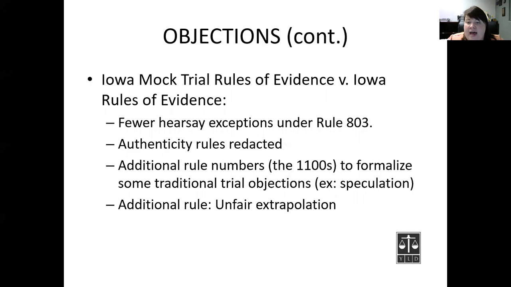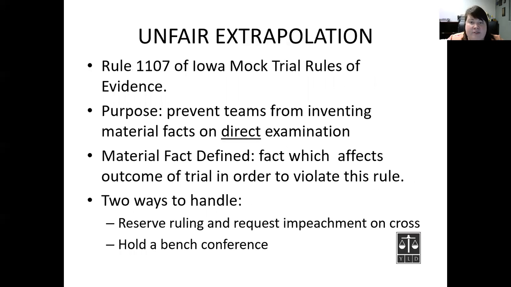The students also have additional rule numbers in the 1100s, and they formalize things that are traditional trial objections like speculation, and also include that additional rule there called unfair extrapolation. That rule is found at 1107 in the students' mock trial rules of evidence, and the purpose is to prevent teams from inventing material facts on their direct examination. A material fact is one that affects the outcome of trial.